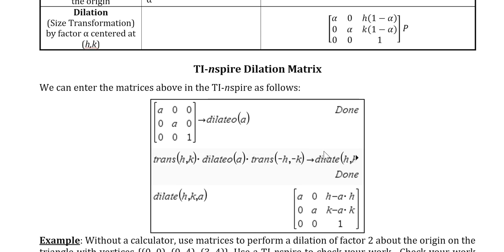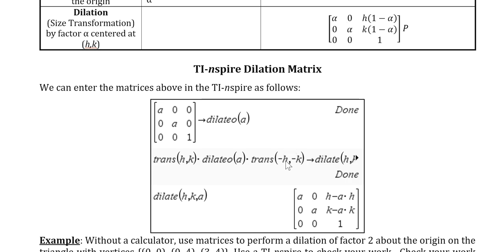So we can put these in the TI Inspire, program them in just like the others. Dilate O for the origin, dilate about the origin. I'll use A instead of alpha. A, 0, 0, 0, A, 0, 0, 0, 1. Store that as dilateO of A.